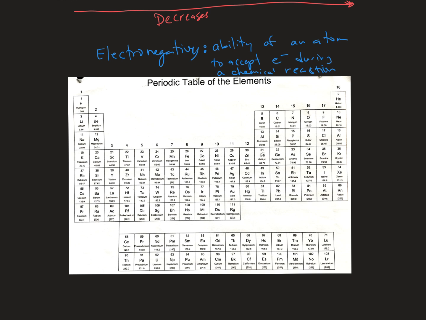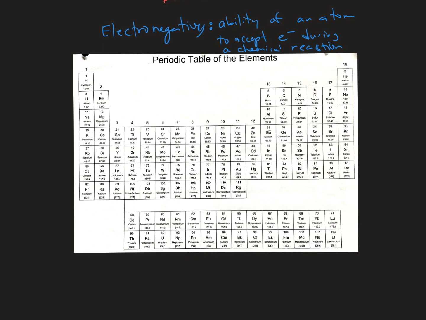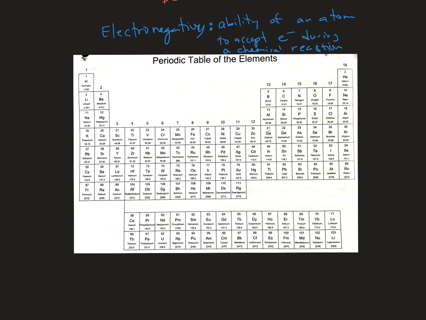All right. So now let's look at these trends here. Any questions on that definition? Okay, so if we go from left to right on the periodic table, what would you think happens if everybody wants to be like a noble gas? Which one do you think wants to accept the electrons more? The one that has less or more. Lithium or fluorine?